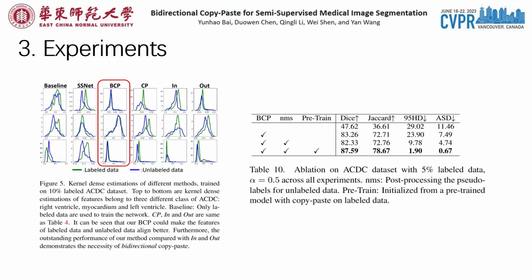Here, we present the KDE plots of several methods on the left to demonstrate that our method can better align the distributions of labeled and unlabeled data. From top to bottom are the performances of 3 classes of the ACDC dataset.